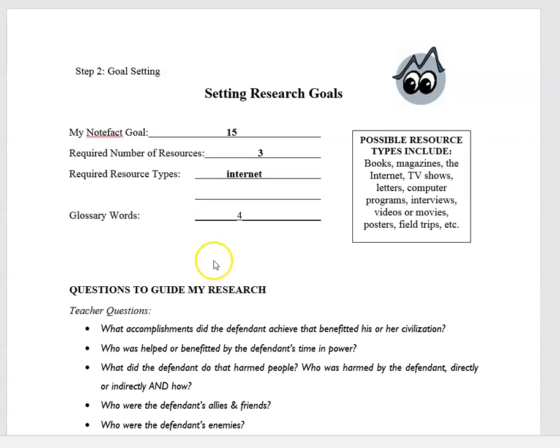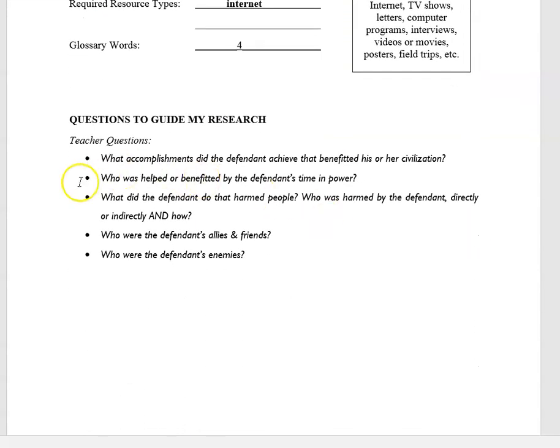So we have some guiding research questions that should help you stay focused on that. They're right here. So what you should be writing down are answers to these questions. What accomplishments did the defendant achieve that benefited his or her civilization? Okay, so, what did Alexander the Great do that was beneficial? What did Julius Caesar do that was beneficial? What did Hannibal do that was beneficial? What did Darius do that was beneficial, right? So you want to be thinking about that.